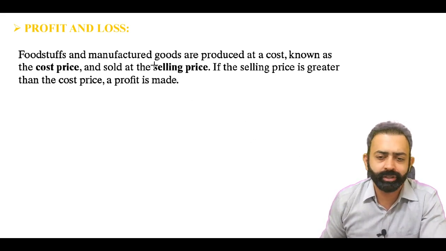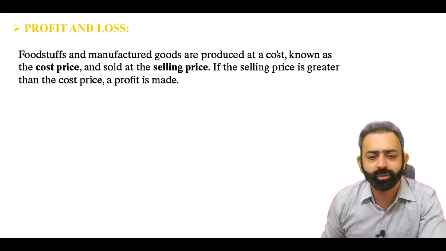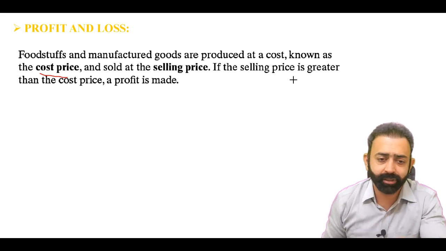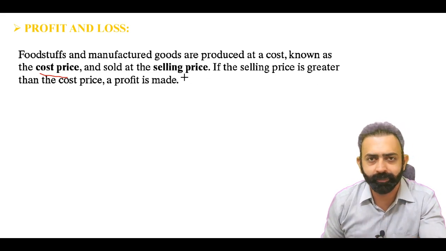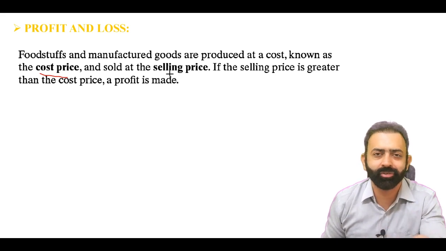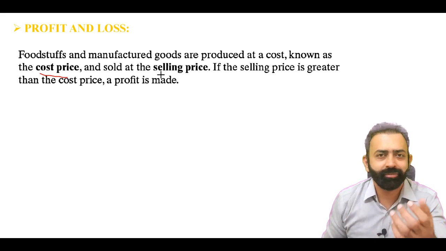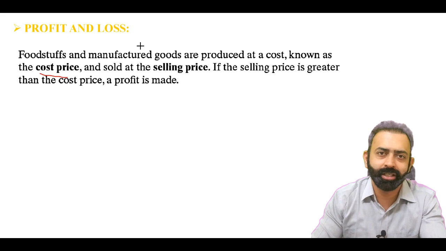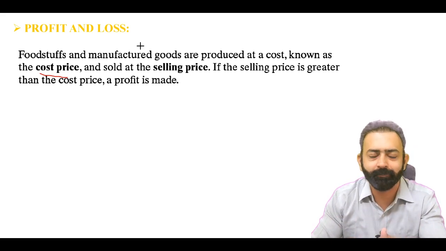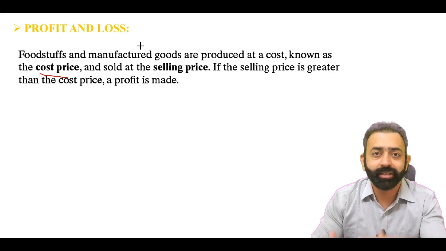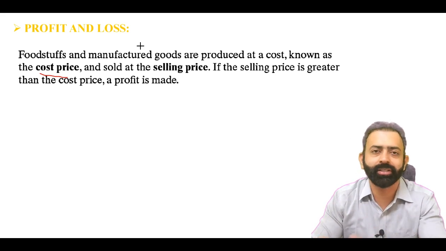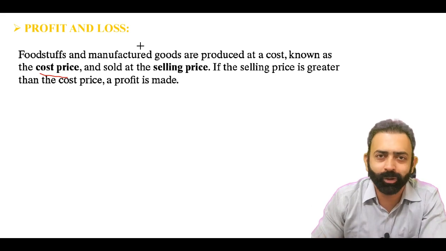It says foodstuffs and manufactured goods are produced at a cost which is known as the cost price, and they are sold at a selling price. If the selling price is greater than the cost price, a profit is made. And it is not just true for any foodstuff or any article; we have faced situations in real life when we have purchased a certain thing and now we are selling that thing. If the selling price is greater than the cost price that we have purchased, then we say that we are making a profit. And if the selling price is less than the cost price, then we say that we have made a loss, right?